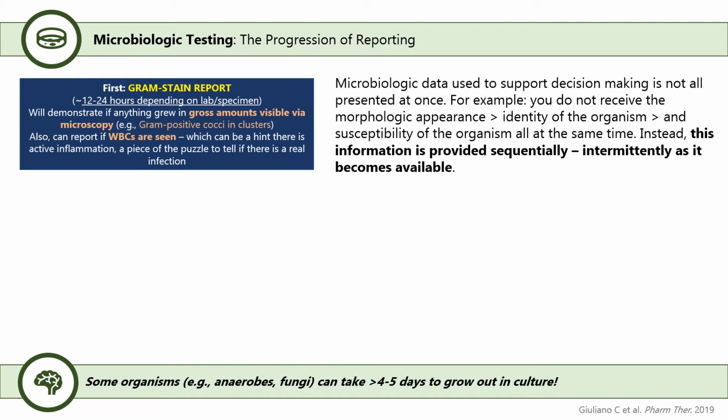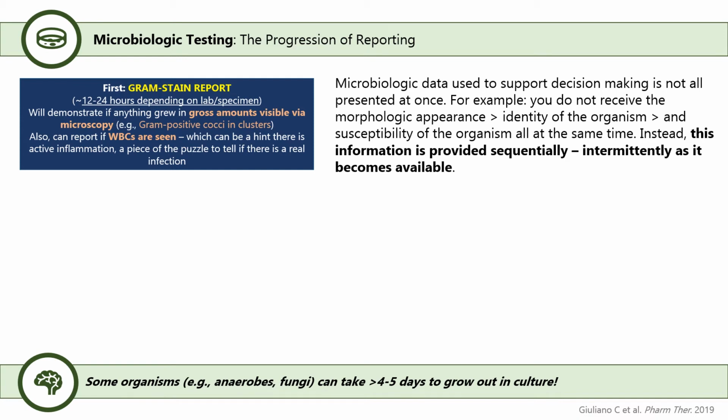So this result is typically available from a microspecimen in the first 12 to 24 hours and demonstrates what was visible on gross microscopy. Thus, if the bacteria is seen in this stage, it will be reported, for example, as a gram-positive cocci in clusters. This can give us a good idea if there is a substantial amount of bacteria found in the sample.